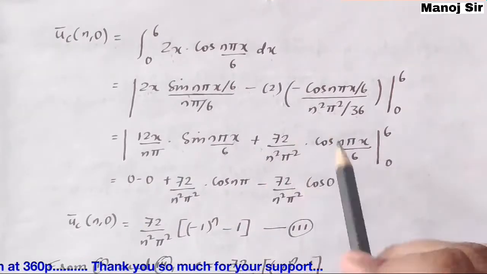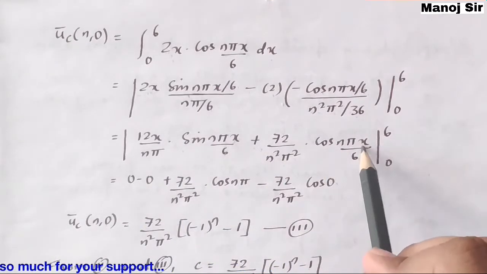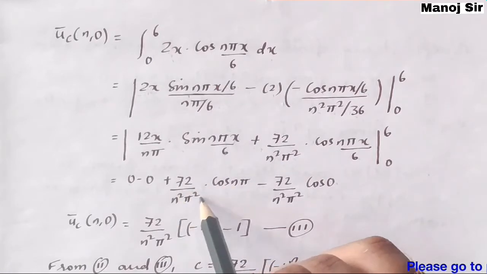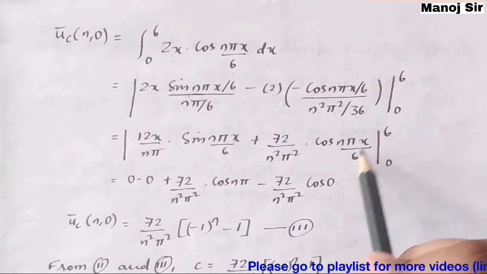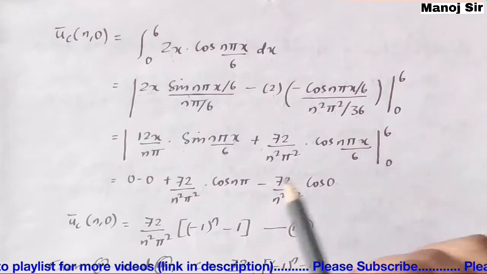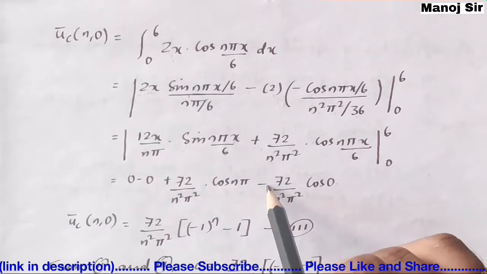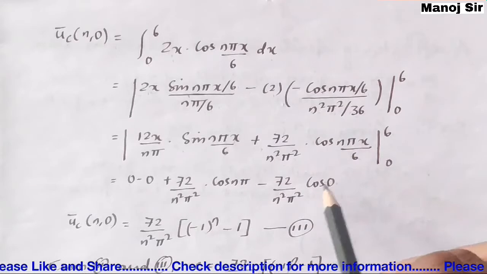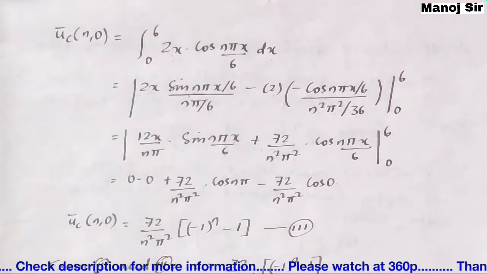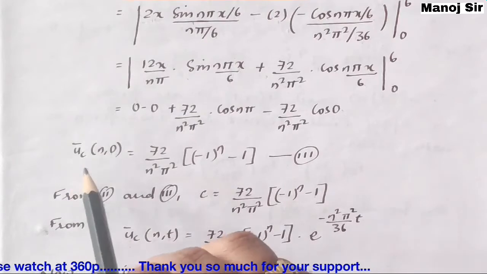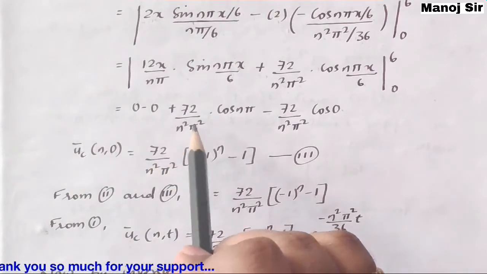Now coming to the second term. If you put the upper limit here, this part is constant, so writing this as it is, that is 72 upon n square pi square. If you put the upper limit here, 6 gets cancelled, so you are left with cos of n pi. And if you put the lower limit, upper limit positive, lower limit negative, this will become cos 0. So on solving this, u bar c at t equal to 0 becomes 72.